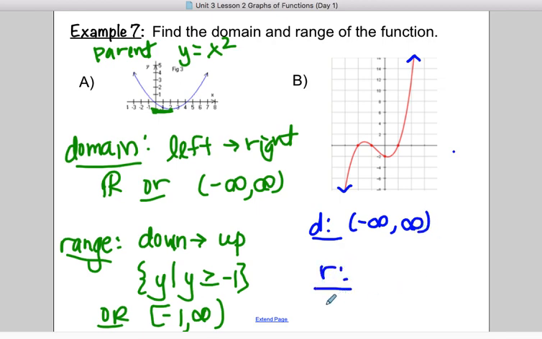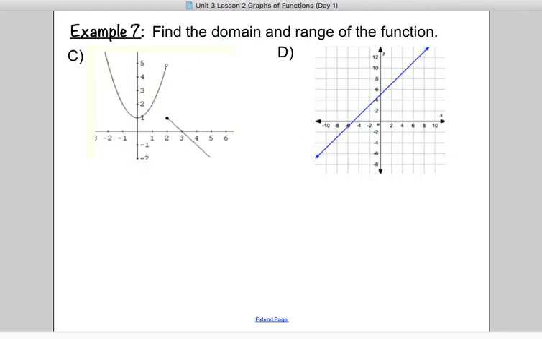My range, my y values, we look down and then we look up. So down, this is going to continue to go all the way down, and then it's going to continue to go all the way up. So my range is -infinity to infinity. So it's all reals for both of them. All right, two more, and then we're going to call it a quits for today.